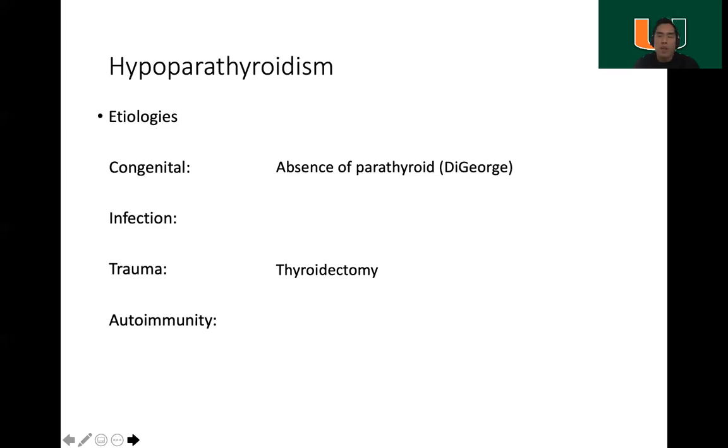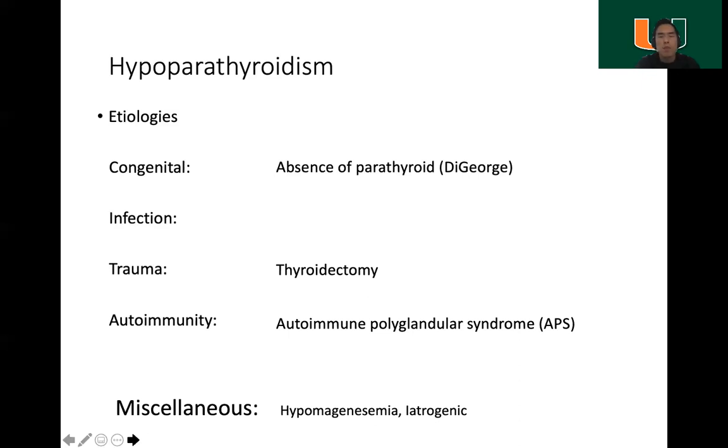Or you can have a patient who has a thyroidectomy where the parathyroid was accidentally removed. Nowadays, we don't see that often because thyroid surgeons are very careful, and they try to dissect the anatomy without disturbing the parathyroid gland. One of the etiologies of hypoparathyroidism is autoimmune polyglandular syndrome, or APS. It's one of the syndromes where you can have hypoparathyroidism.